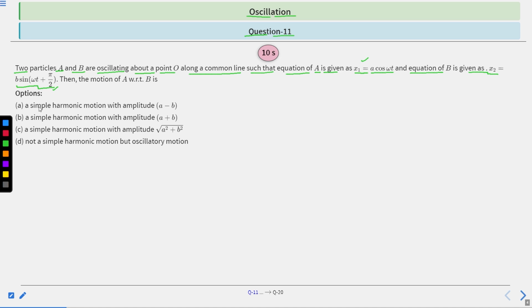The given options: option A is a simple harmonic motion with amplitude A minus B. Option B, a simple harmonic motion with amplitude A plus B. Option C, a simple harmonic motion with amplitude under root A square plus B square. Option D, not a simple harmonic motion but oscillatory motion. So, which option is correct? You have 10 seconds to solve this question. After 10 seconds, we will provide the solution.